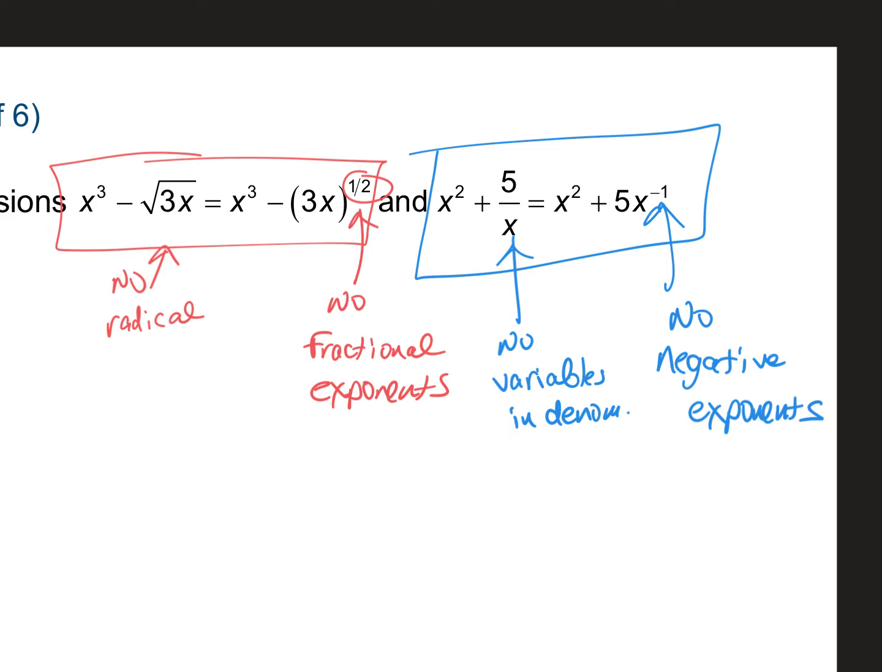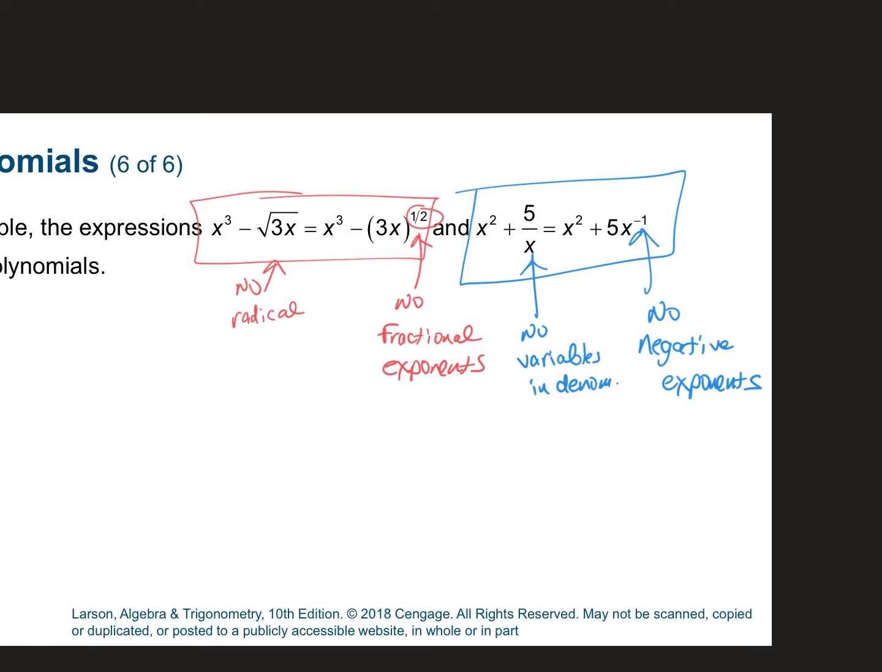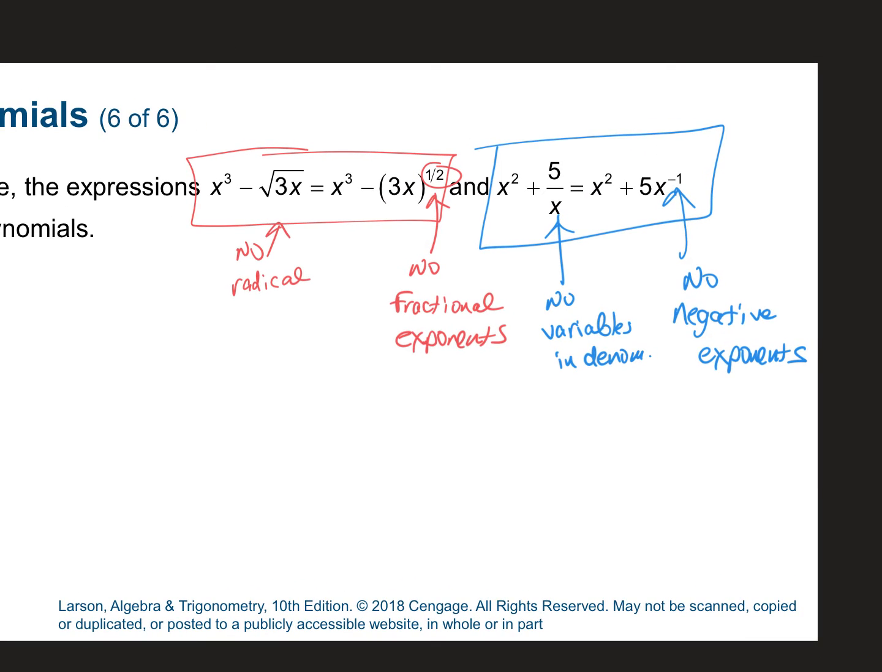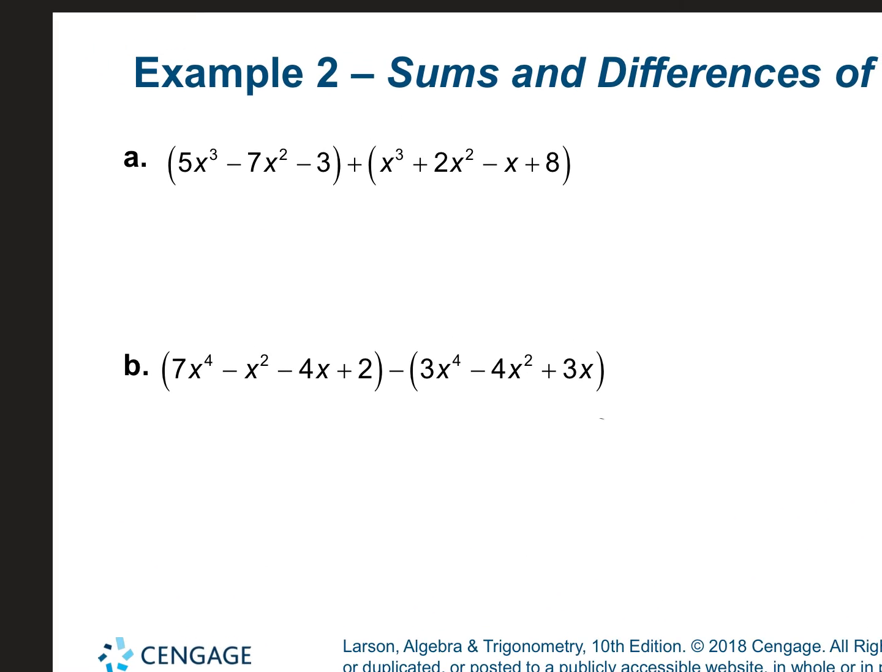You can have an expression that has 107 different terms. But there are some rules that make something not a polynomial. One rule is you cannot have a radical in your expression or equation. You cannot have fractional exponents. You cannot have a variable in the denominator, not just that it's a fraction. And no negative exponents. You guys with me? All right, so moving along.